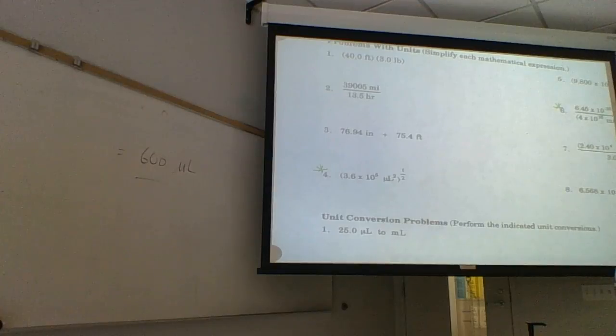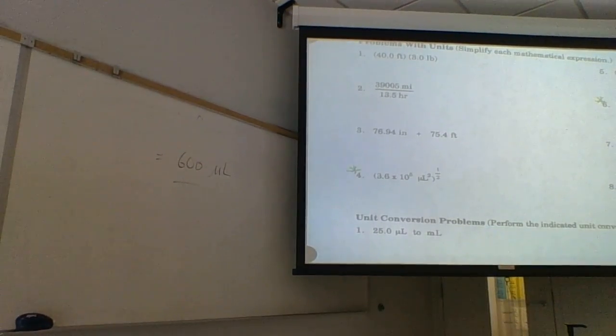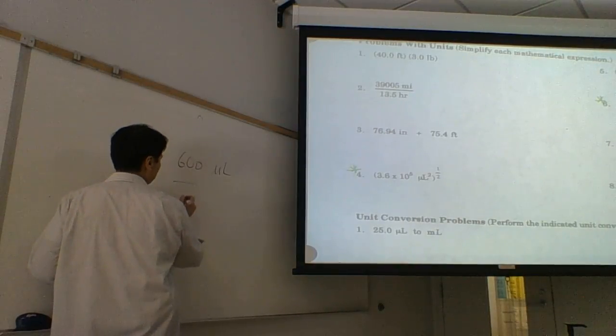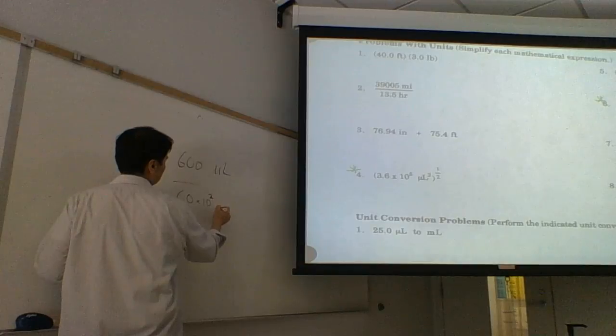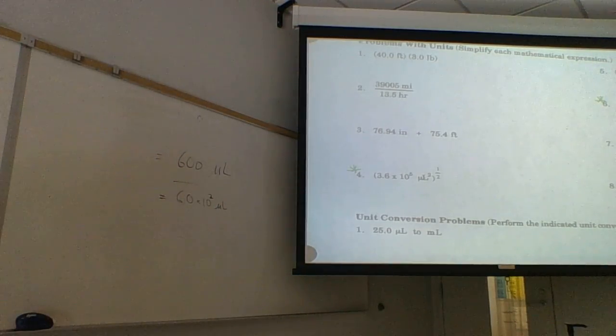And so how can I show this clearly so that 600 microliters has 2 sig figs? Scientific notation. So the correct answer for this is not 600. It would be 6.0 times 10 to the 2 microliters. No, it's 600 microliters. 2 sig figs.